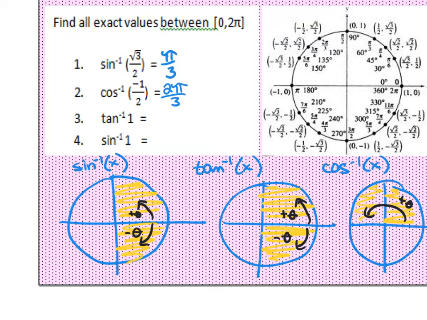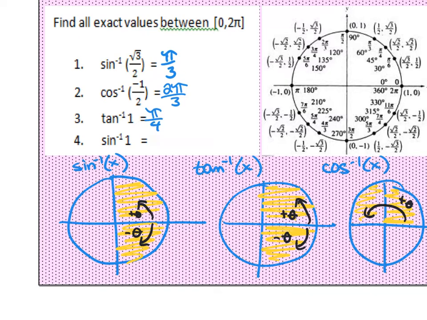Okay, where is tangent equal to 1? This was kind of our opener today. Tangent is equal to a positive 1 here. Now, it is equal to positive 1 here as well, but that's outside of the domain of inverse tangent. Inverse tangent only lives here, which means the only answer is pi over 4.